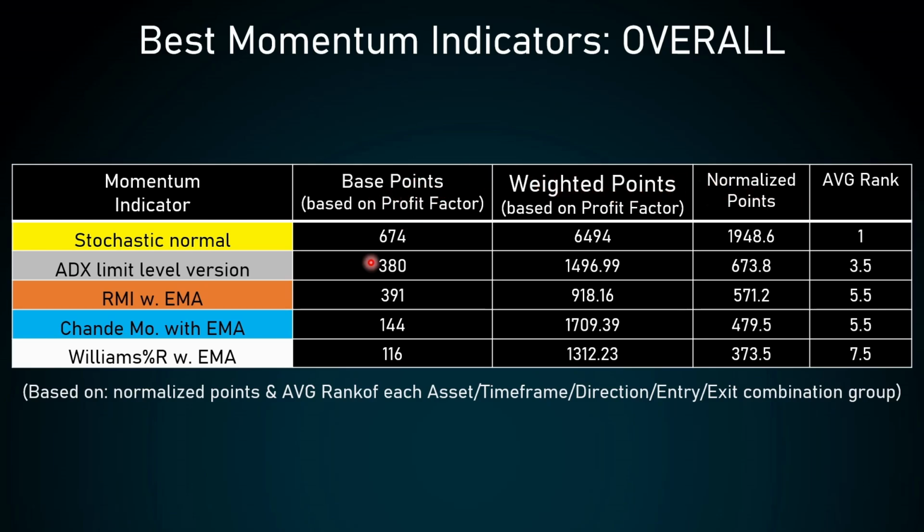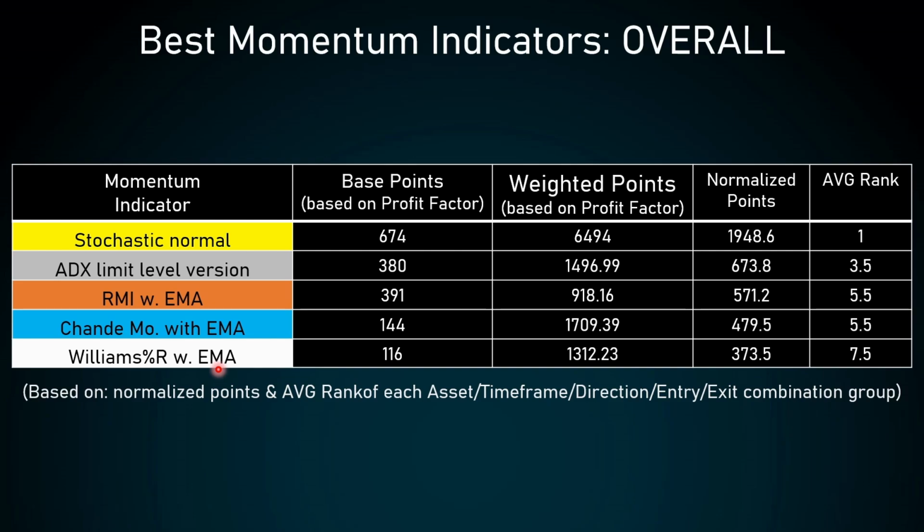After finishing up this research, in my opinion, the best momentum indicator overall is the stochastic with the normal usage. The second place goes to the ADX limit level version. Keep in mind this is not the one that I showcased in the first video, this is the one I showcased in this video. The third place goes to the RMI with EMA, the fourth place to the ChanDemo momentum with EMA, which is included in our premium script, and the fifth goes to the Williams percentage R with EMA. So the previous winner, the ADX with EMA, couldn't make it to the top 5.